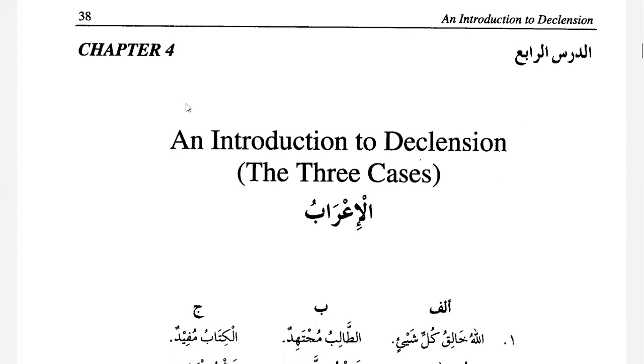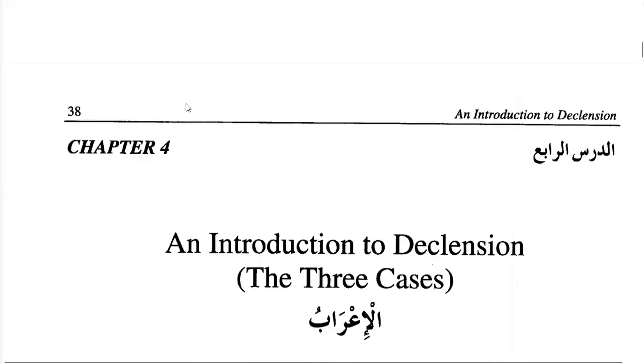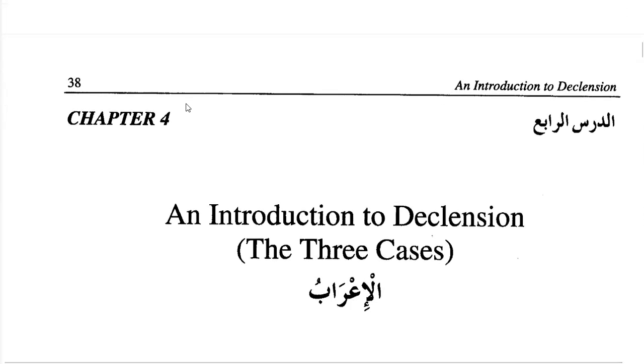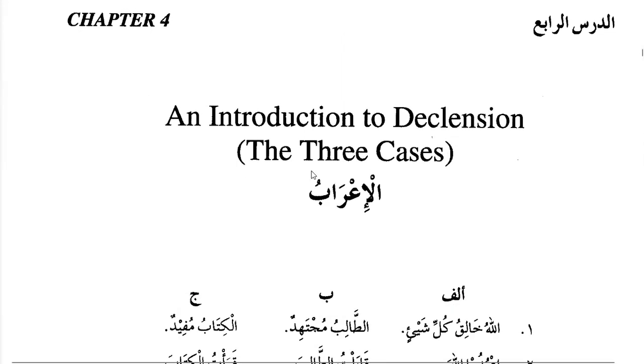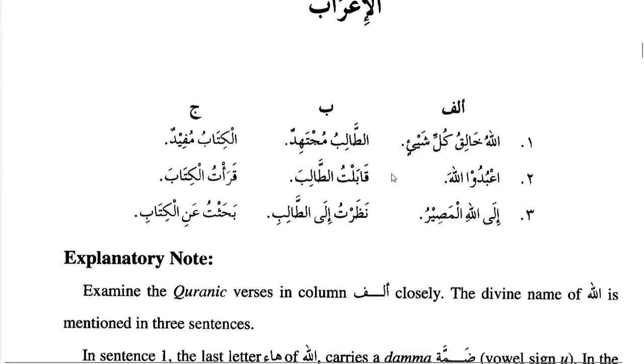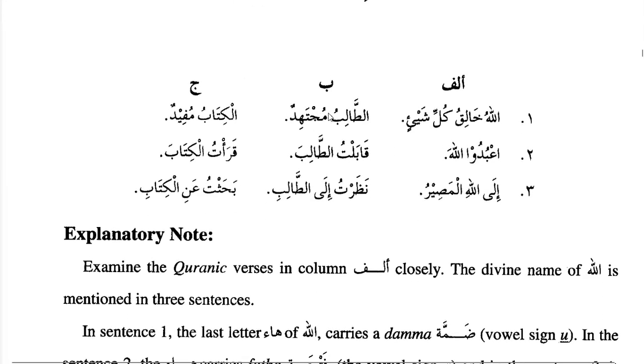Auzubillahi minash shaitanir rajeem. Bismillahir rahmanir rahim. Rabbi zidni ilma. In Surah B, fourth lesson, here you will learn about the Eraab. Look at this verb. It has many vowels like Dhamma, Fatha, Kasra. And then we have Tanween.